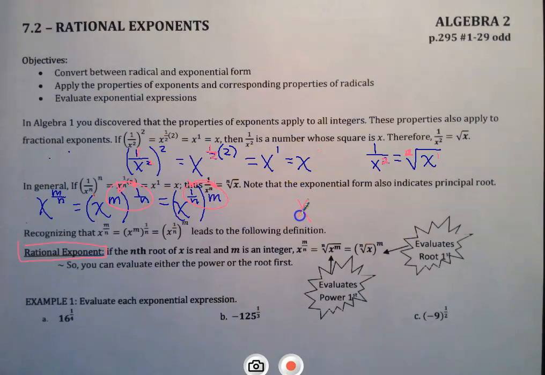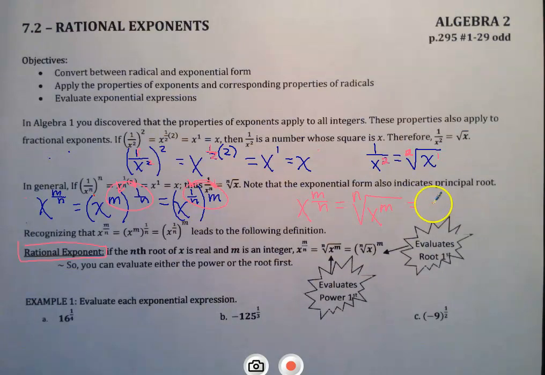So we said, okay, x to the m over n is the same thing as if I take the index, I put the n in my index and have x to the power of m, which means I'm going to evaluate the power first. So I have to solve this value, and then I find the radical of it, the radicand.